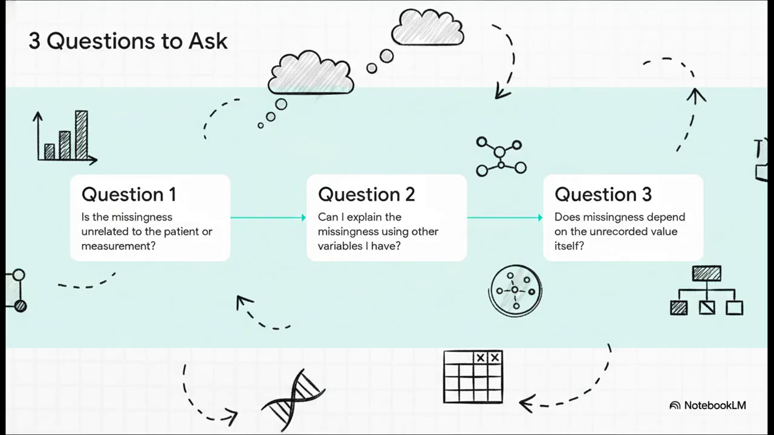Now, you don't need to be a statistician to do this. We can actually start with 3 really simple but super powerful questions. Think of these as your diagnostic toolkit. They're going to guide you to the right strategy for dealing with all those empty cells.